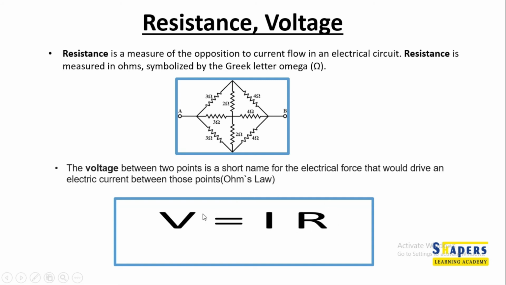If you are trying to measure the voltage of a certain system, you are supposed to multiply the current and the resistance of that particular system. So you get the voltage value of that particular system.